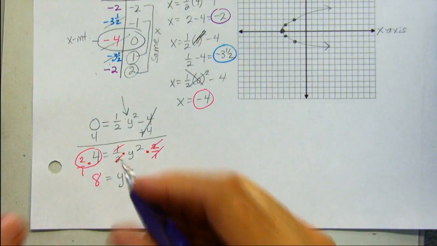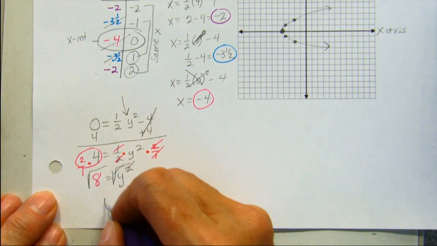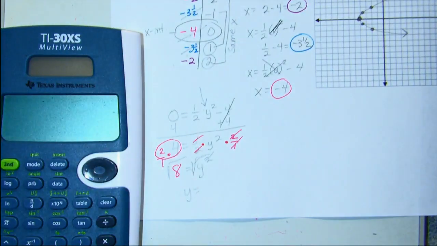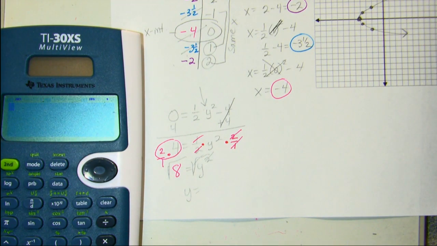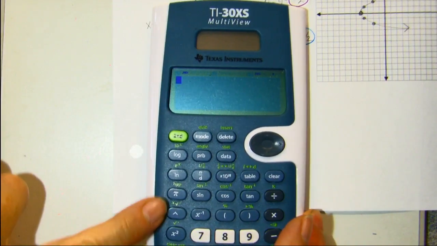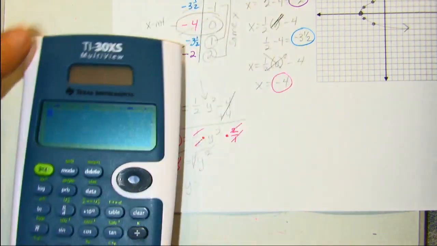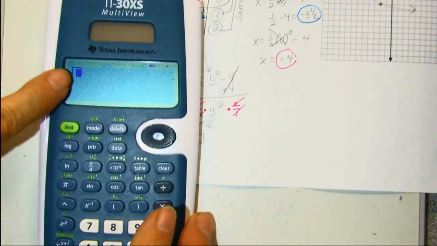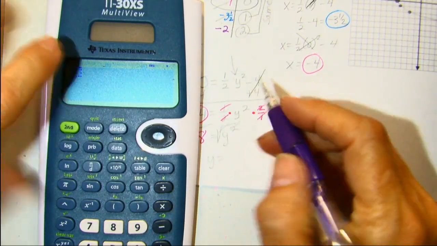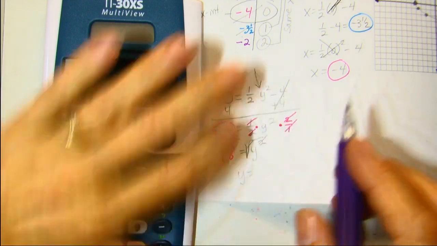Okay, now I got to get rid of the square, so I'm going to square root both sides. And then you're going to have to break out your calculator and do second of the x squared key. Second is your x squared key here. There's your square root in green. So I hit second, x squared. There's your square root. And then we had 8. And that gives you 2 radical 2.